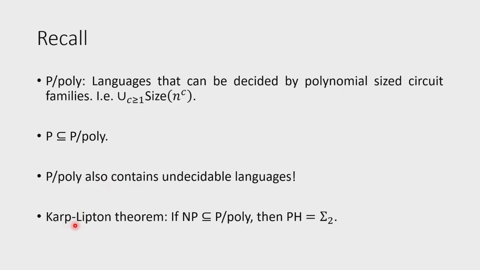Then you also saw the Karp-Lipton theorem, which says that if NP is contained in P/poly, then the polynomial hierarchy collapses to sigma 2. And since it's not believed that the polynomial hierarchy collapses, we also don't believe that NP is contained in P/poly.